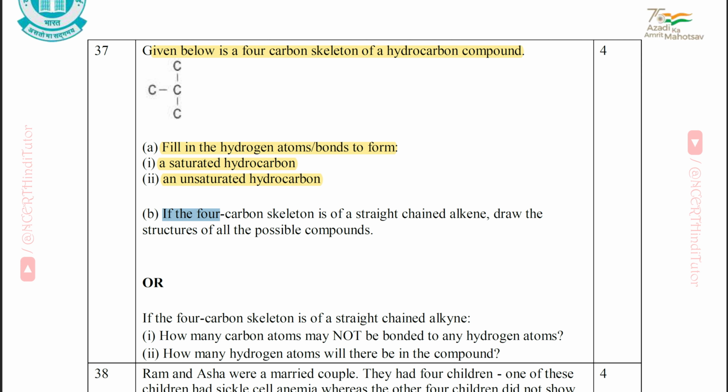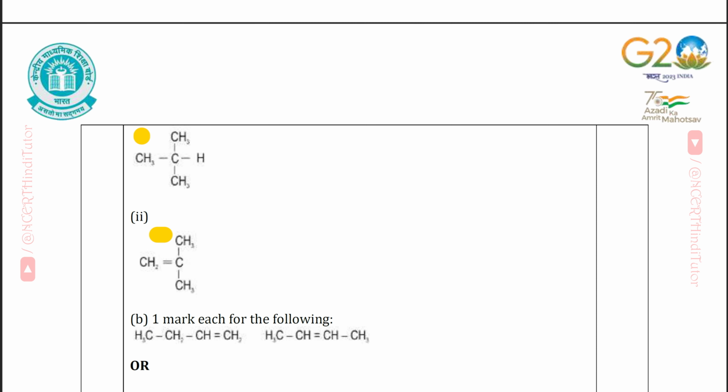B. If the 4-carbon skeleton is of a straight chain alkane, draw the structures of all the possible compounds. Answer: H3C plus CH2, CH, CH2 gives H3C, CH, CH, CH3. So these are the two possible cases, one this and the other this.